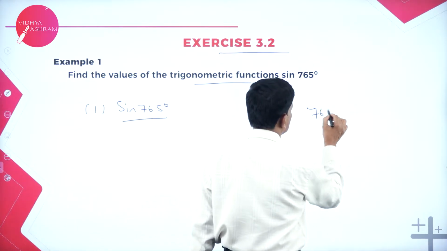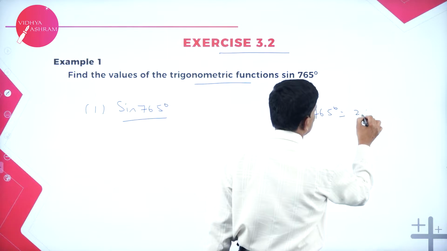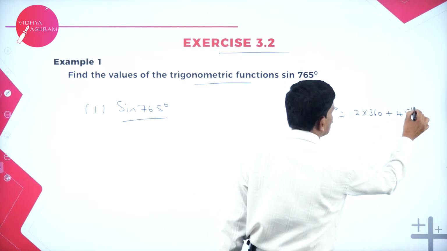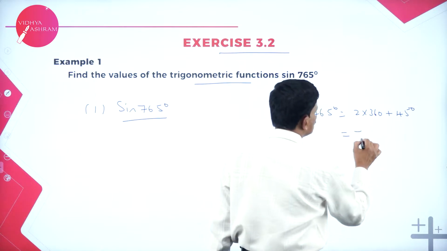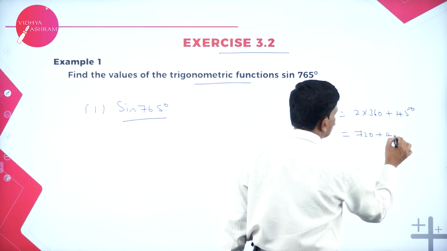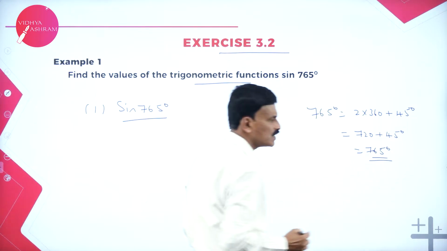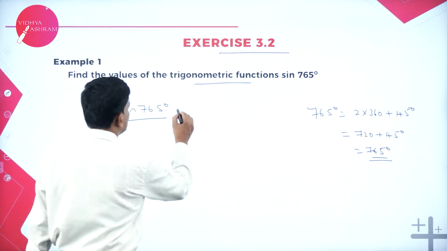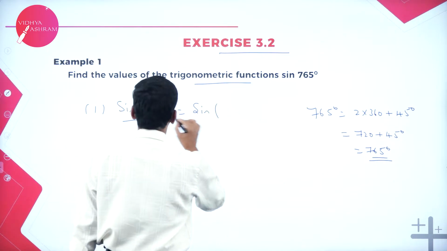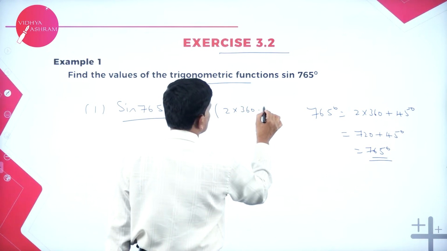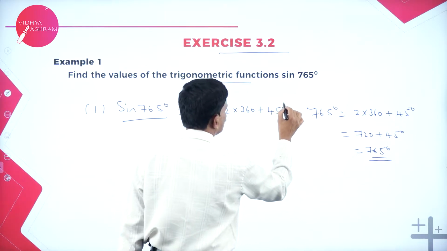765 can be written as 2 into 360 plus 45 degrees. What is 2 into 360? This is 720 plus 45. This is equal to 765 degrees. So, therefore, I can write sine of 765 as sine of 2 into 360 plus 45 degrees.